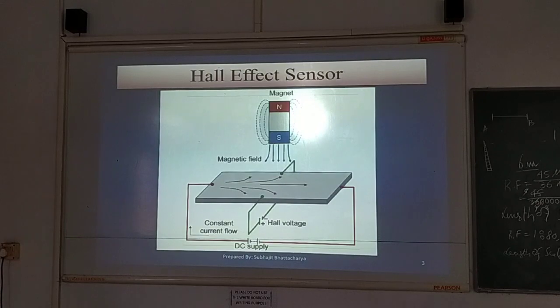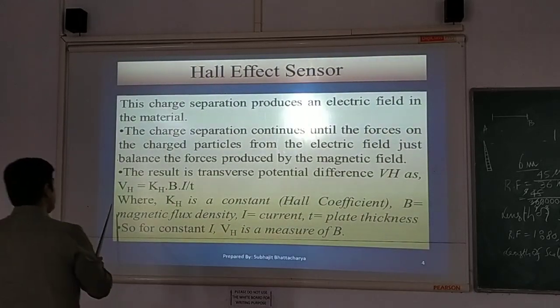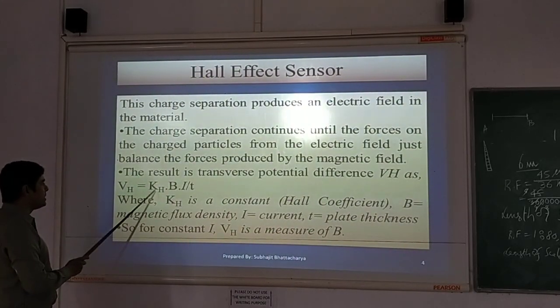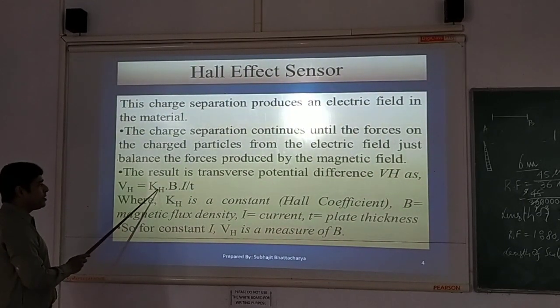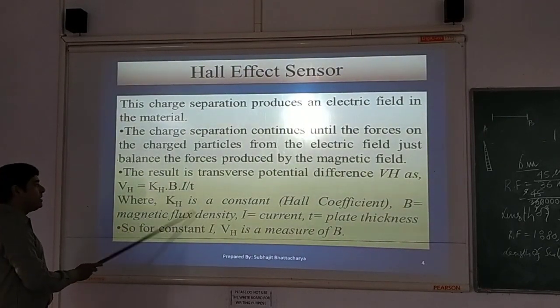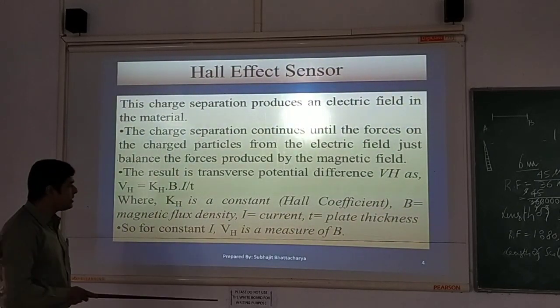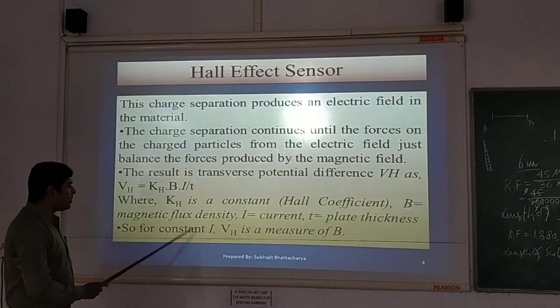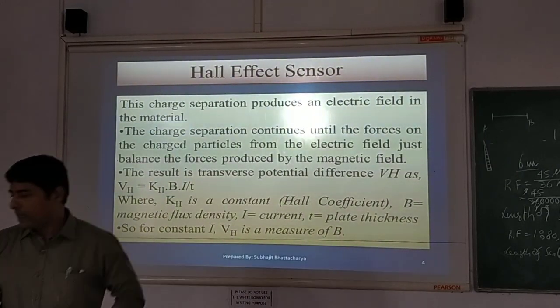So two types of things can be built out of this. One is, so these are the mathematics. We can see that the Hall potential or Hall voltage is equal to Kh into B into I by T, where Kh is a constant. We call it the Hall coefficient. B is the strength of the magnetic field, also known as magnetic flux density. I is the current flowing through the plate, and T is the plate thickness. So for constant I, V is proportional to B, the magnetic field or magnetic flux density.